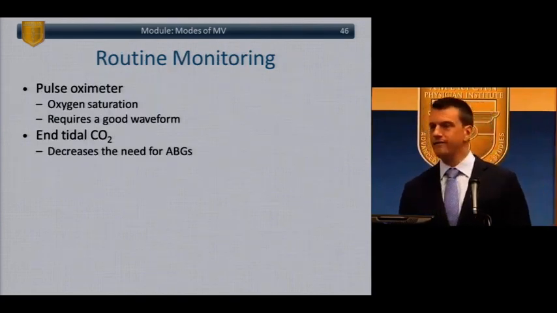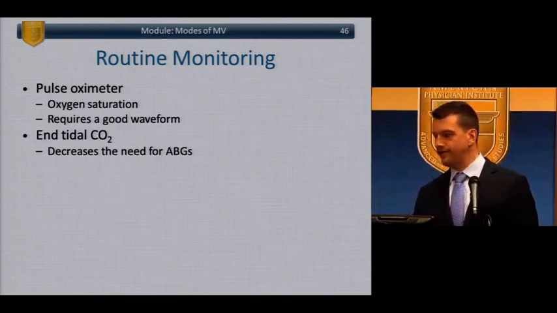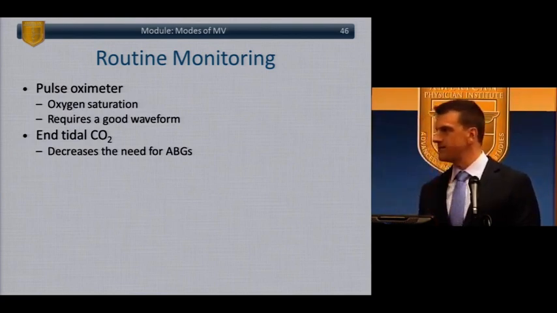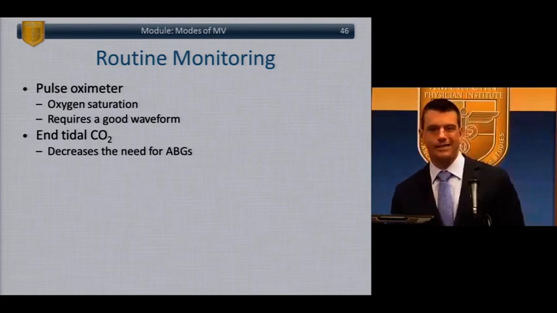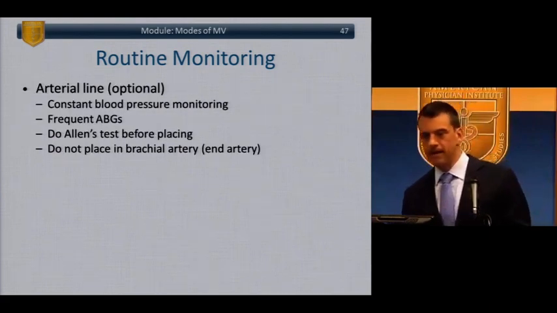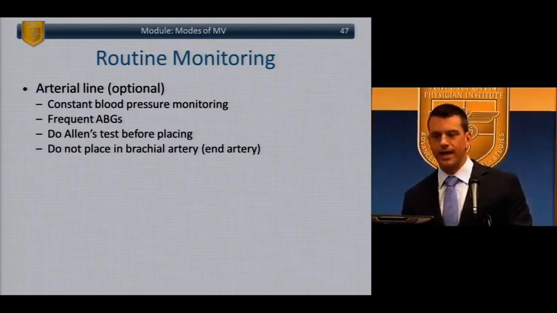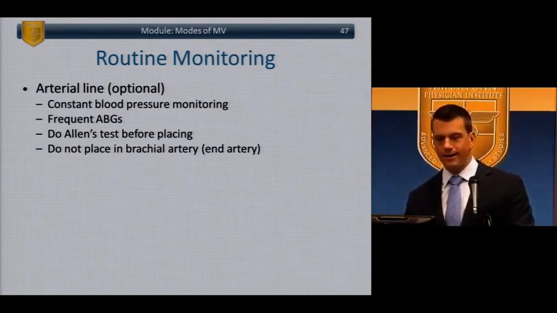Routine monitoring, you should have a pulse oximeter on at all times while you're on the ventilator. And then end-tidal CO2 can be helpful because you can continuously monitor how well you're ventilating or if things have changed. And so maybe you can cut down the frequency of blood gas analysis. Arterial line is optional. If you're checking blood gas every few hours or frequent labs, an art line is very helpful in doing that.